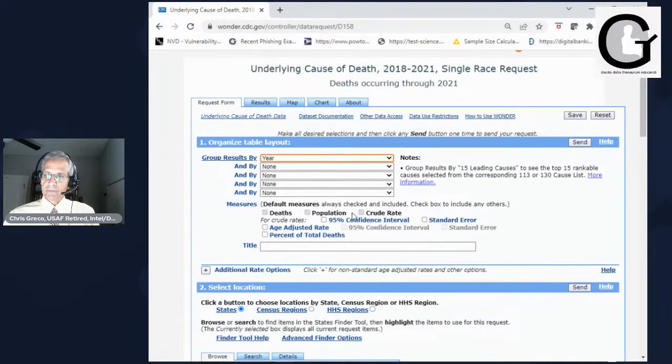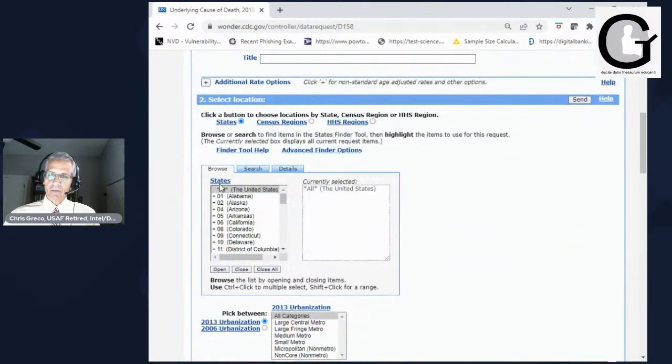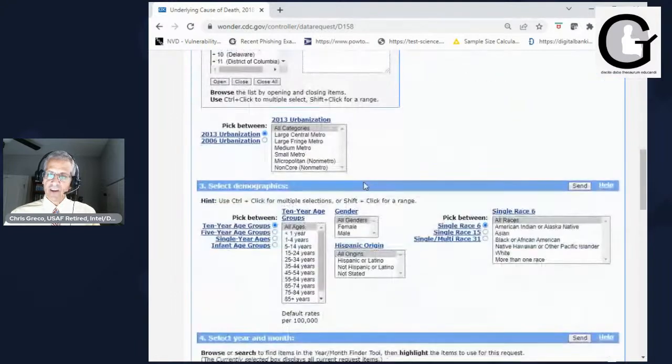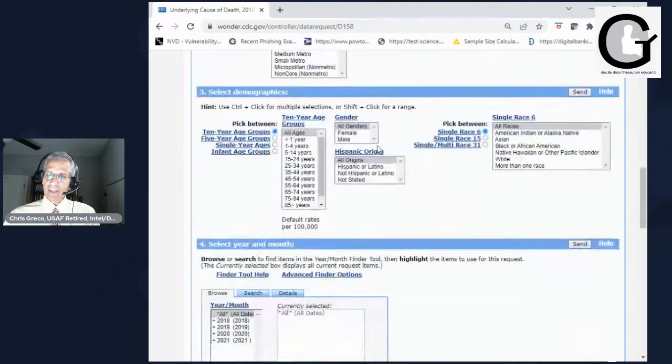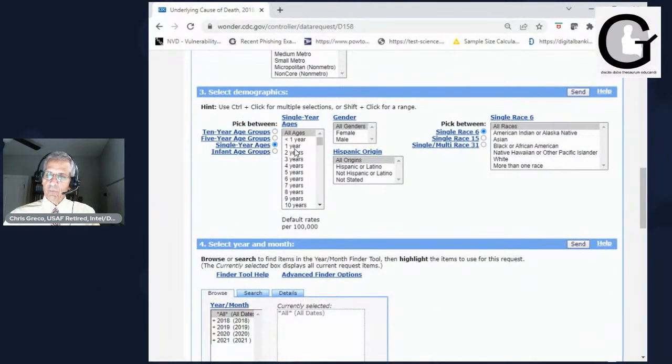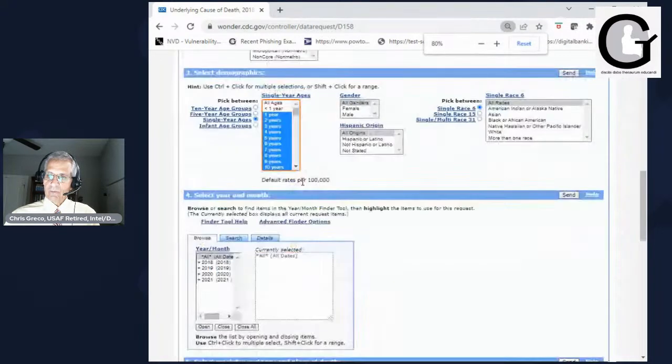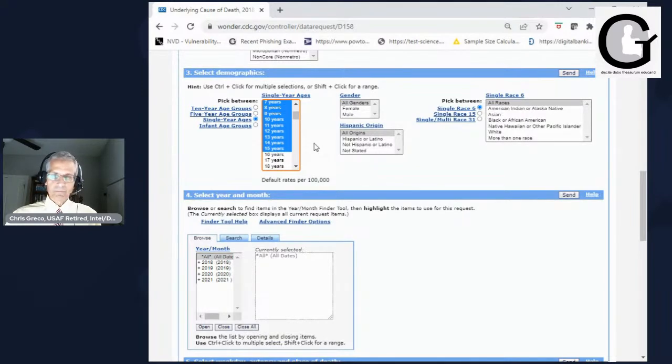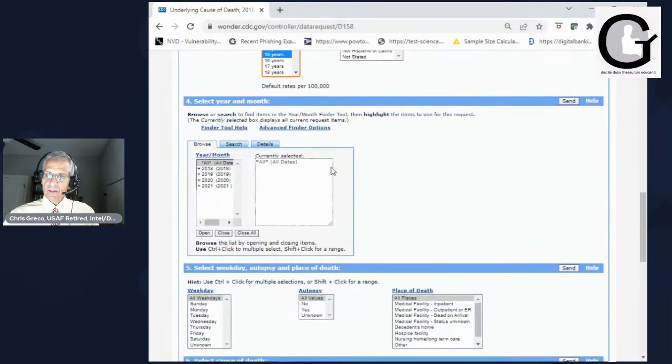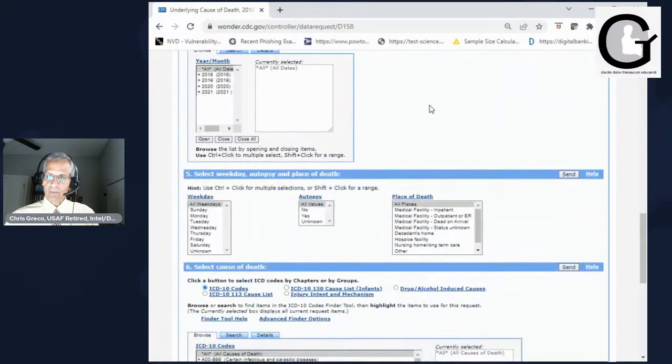I'm just going to pick year. And then I say, hey, all the United States, fine, United States, all categories. We're going to say all races, all genders. But with this age thing, here's what we're going to do. We're going to do single year. And then we're just going to go 1 year and then hold your control key. And 2, 3, 4, 5, 6, 7, 8, 9, 10, 11, 12, 13, 14, 15. We're just going to go to 15. And it's 2018, 2021, and that's fine.